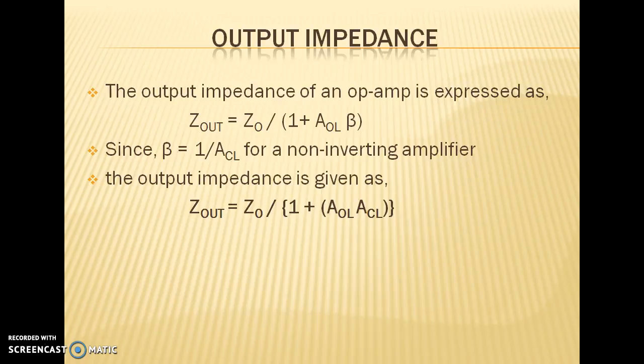Next, we come to output impedance. The output impedance of an op-amp is expressed as Zout = Z0 divided by 1 + AOL β. Z0 is the output impedance without any feedback, and β, as usual, is the feedback factor, and AOL is the open loop gain. Since β is 1 upon ACL for non-inverting amplifier, the output impedance is expressed as Zout = Z0 divided by 1 + open loop gain times closed loop gain.